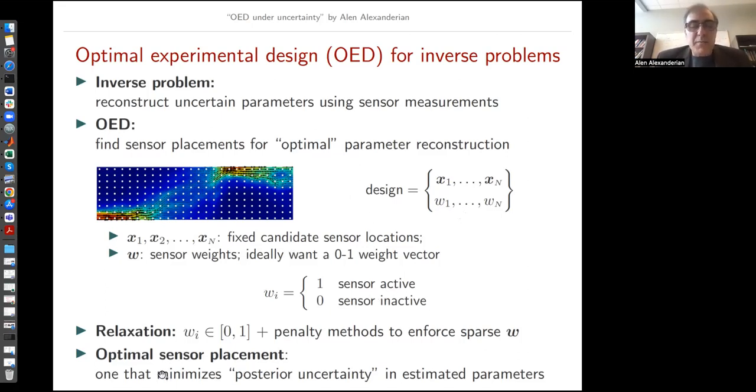And optimal sensor placement is one that minimizes "posterior uncertainty." I put it in quotation marks because I have to define what I mean by that. We have to come up with some measures of posterior uncertainty. We will discuss that too.